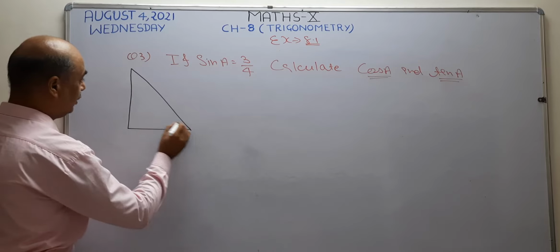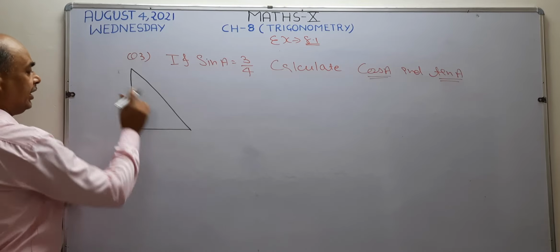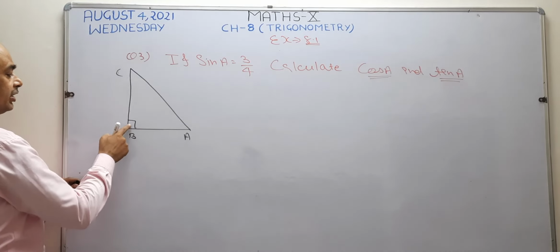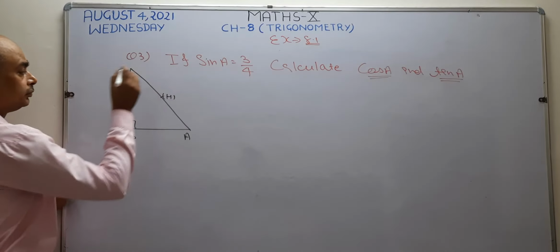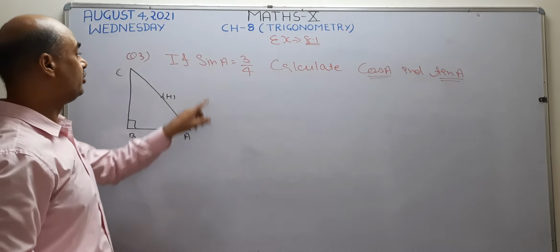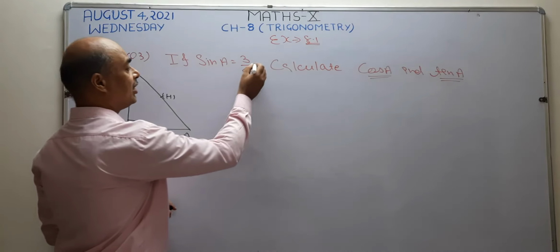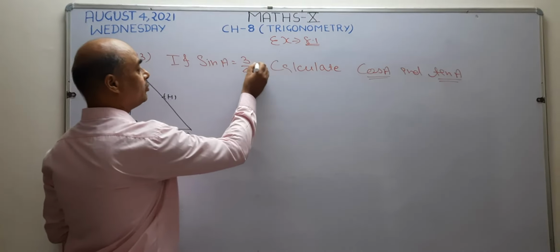This is your right triangle. Now I name it A, B, C. Right triangle at B. If this is the right angle, then this becomes the hypotenuse. Now in this question, what is given? Sine A equals 3 by 4. And you know how you find the value of sine. This is P by H.